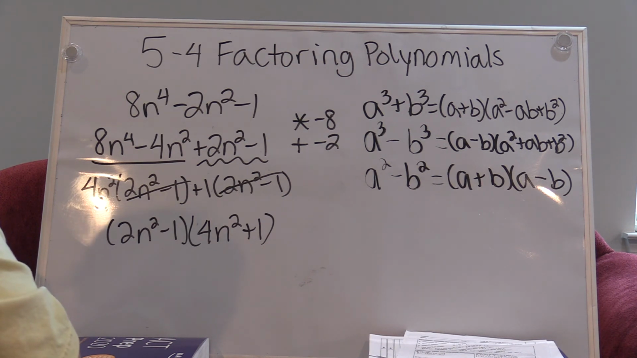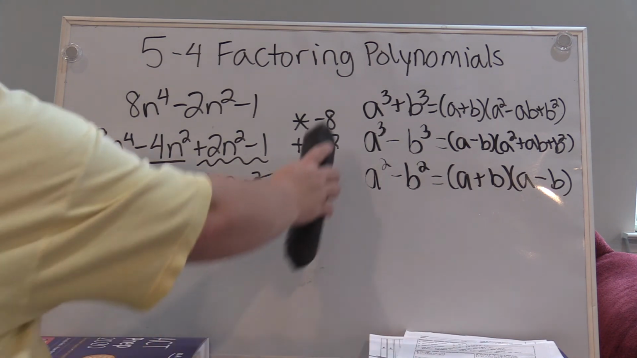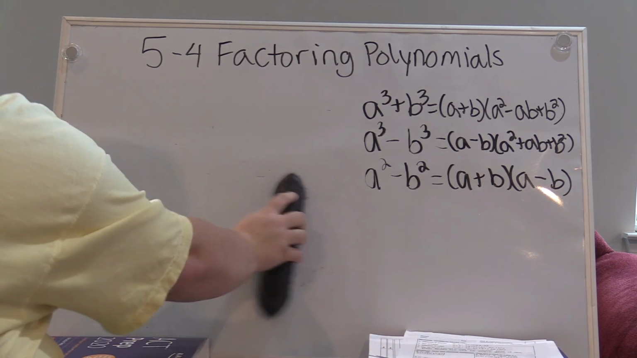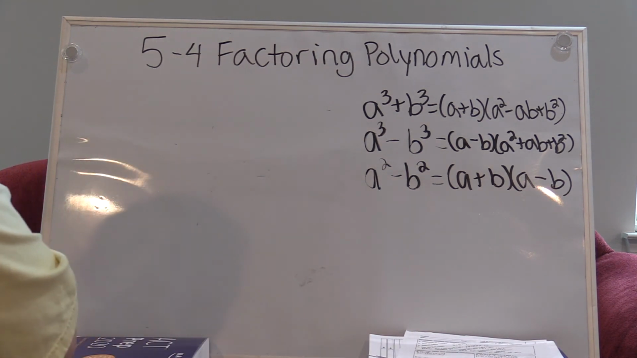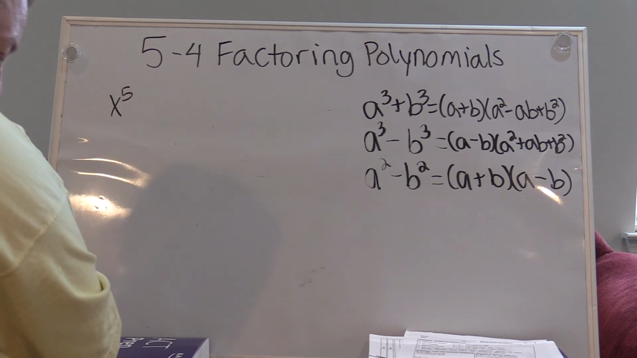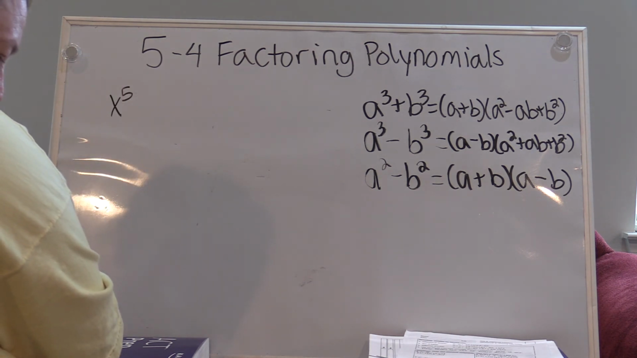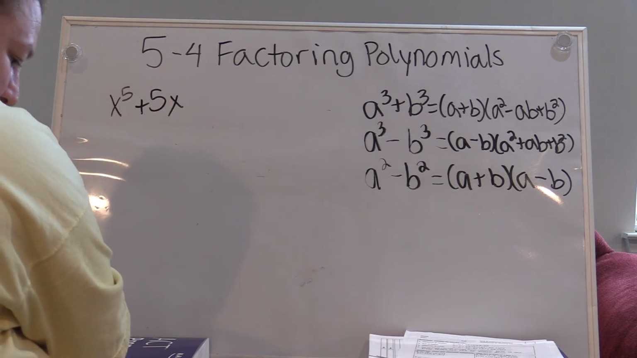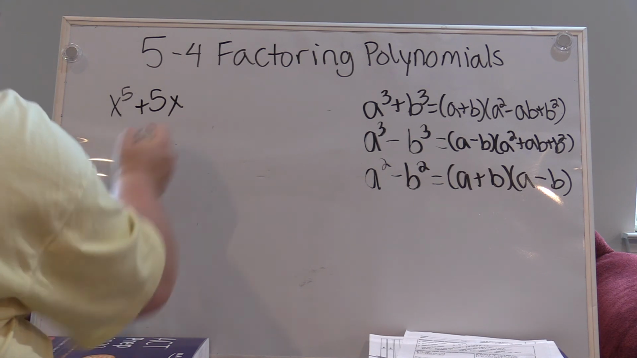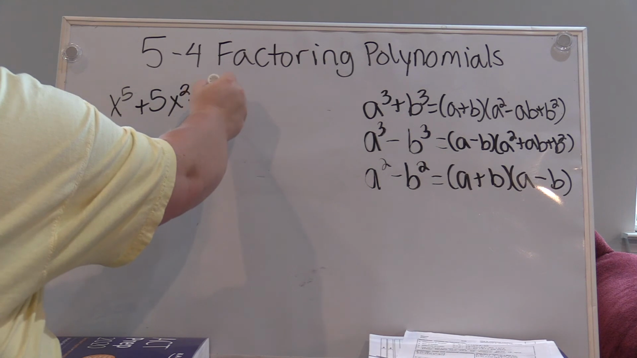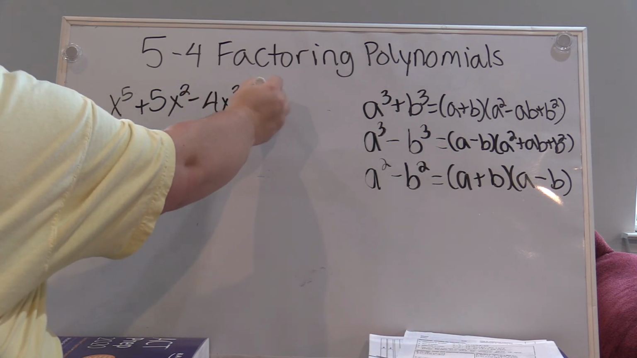Now we're going to do one more example. And it's going to look a little bit different. But I'm going to use the same process we've been using for months now. x to the 5th plus 5x squared, 5x to the what power? Yep, 5x squared minus 4x cubed minus 20.